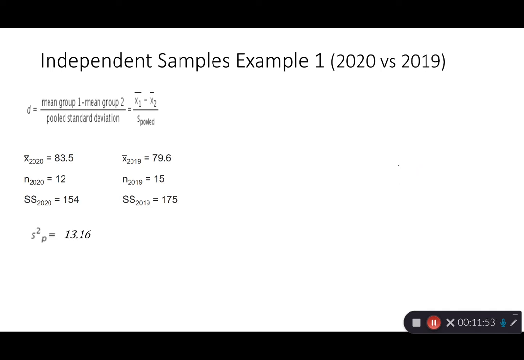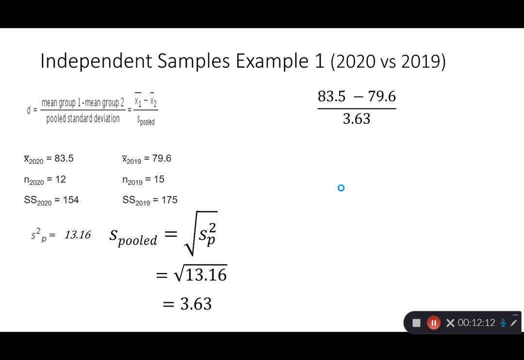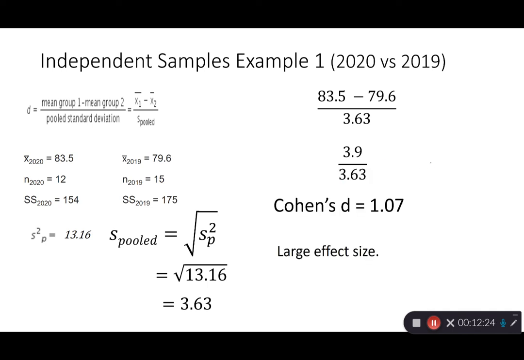So looking at Cohen's d, I need to find the pooled standard deviation. So I want to take the square root of the pooled variance. So there's the formula set up. I take the square root of 13.16, and I get a nice 3.63. So there's the formula for Cohen's d, 83.5 minus 79.6 divided by 3.63. That's 3.9 over 3.63, which gives me a Cohen's d of 1.07.